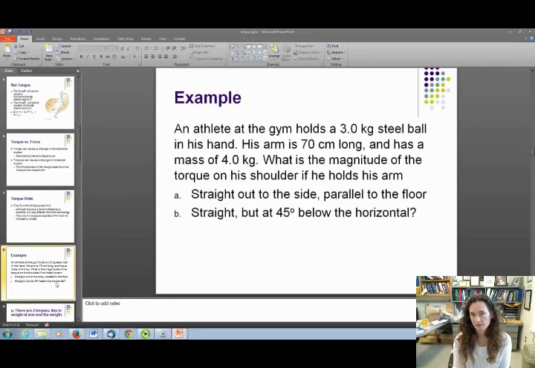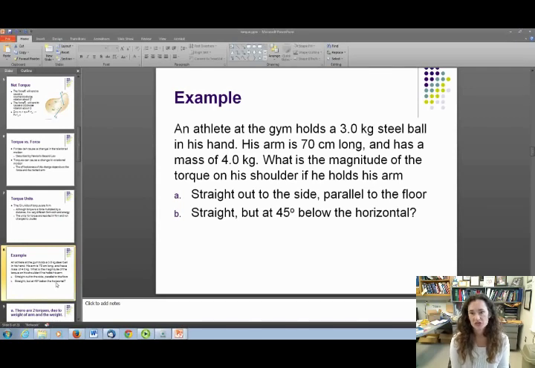Let me do an example problem with the equation that I've just given you, and hopefully this has some sort of resonance for you in your personal day-to-day life and experiences. You've probably noticed that it's pretty hard to hold objects out at a 90-degree angle to your body, whereas if you hold them straight down, it's a lot easier. And the reason for that is the torque on your shoulder. So this example talks about that.